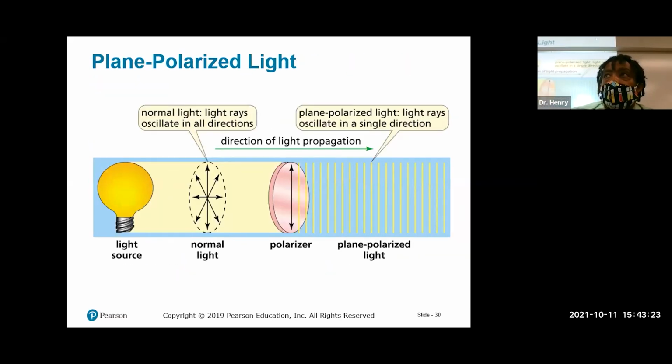When we talk about plane polarized light, if we take a look at our light source, normal light is being scattered in all directions. Polarized light is going in a single direction. So if we have a polarizer, we're going to get a single plane that's associated.